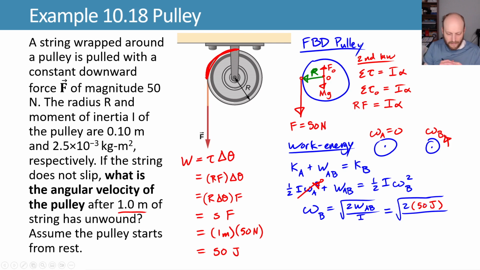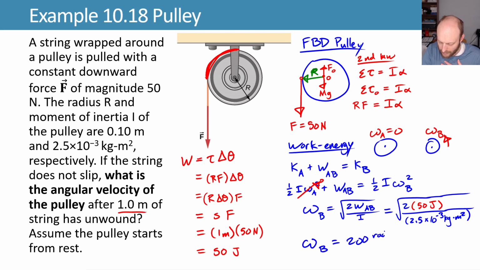And inertia, I don't think I ever wrote that down, but looking back at the problem statement, the radius of the pulley is 0.1, and the moment of inertia of the pulley is 2.5 times 10 to the minus third kilogram meter squared. We plug that in, we make sure the units work, which they end up working, and we get a final angular velocity of 200 radians per second.